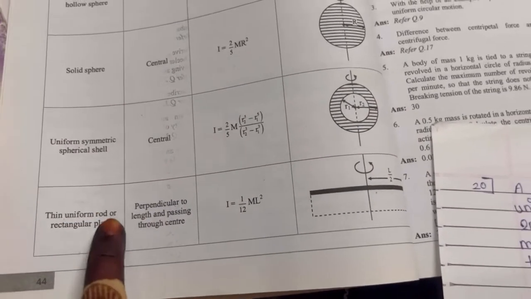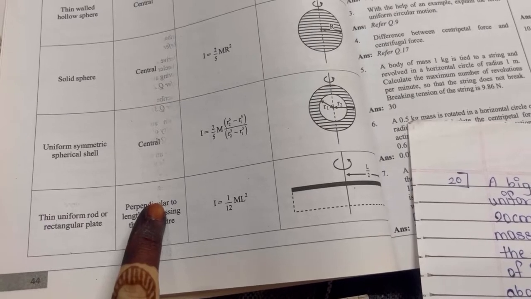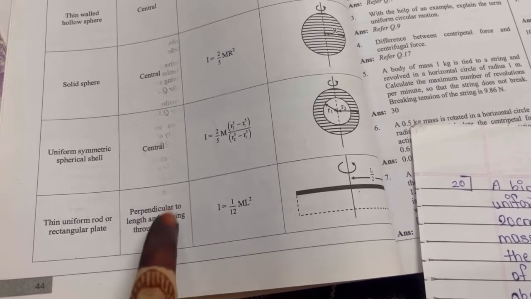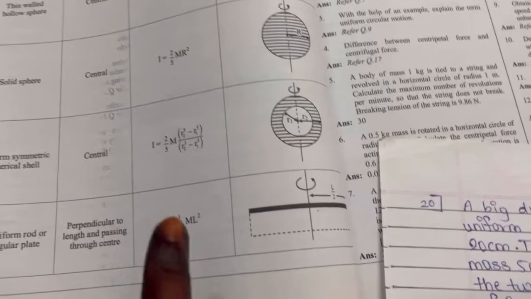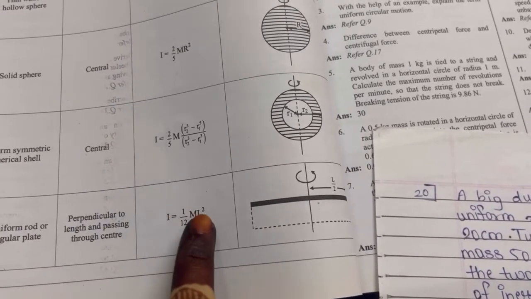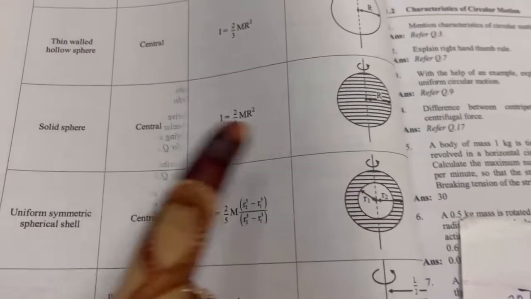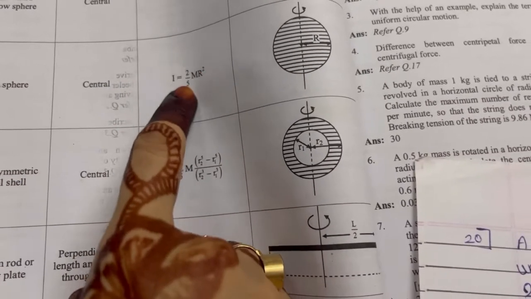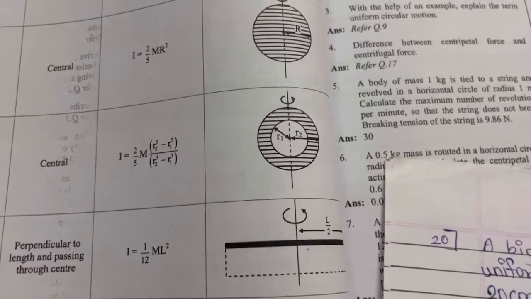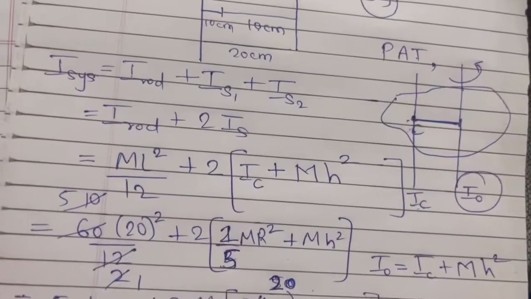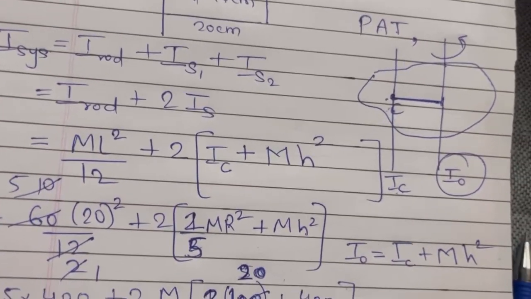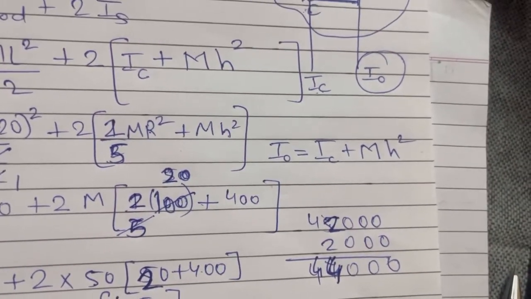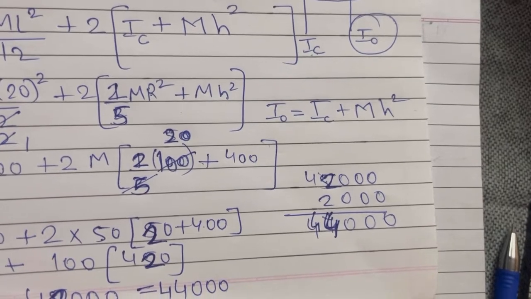Okay, now if you see the formula for a uniform rod, where the axis is passing through the center, perpendicular to the length and passing through the center of the rod, in that case the moment of inertia of the rod is ml square upon 12. We have taken this. And for the sphere, if the axis is passing through the center, then the moment of inertia is 2 upon 5 mr square, and we have taken it as 1 upon 2 mr square. So if you do that, you will be in trouble and you will get the answer wrong.